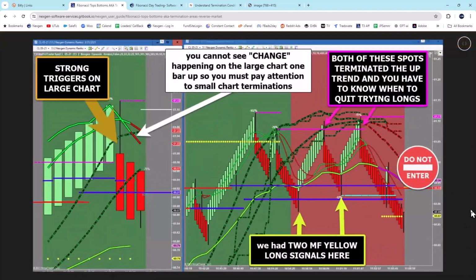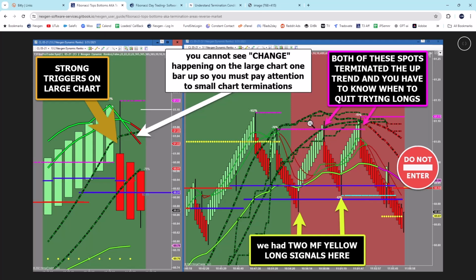All right. This is why you can't trade off just the big chart. I want you to notice this picture is from March of 2021, so it's 3.5 years old, but it's still true to this day. The large chart would have you going long, and then you wouldn't have any way to manage that trade effectively. Does that make sense? So you have to have the small chart in order to manage your trades effectively.